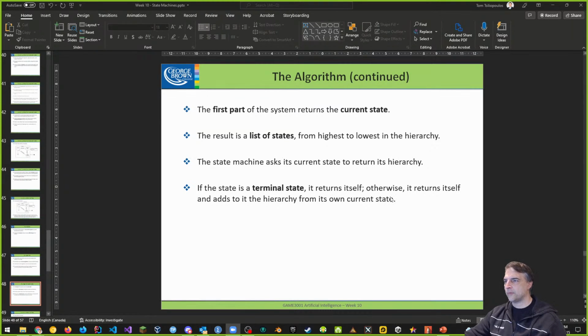So really what we want is, when we talk about the algorithm, the first part of the whole system returns the current state, and the result is a list of states from the highest to lowest in the hierarchy. So that's what we want, okay? And the state machine asks its current state to return its hierarchy, which is interesting. And if the state is in a terminal state, it returns itself. Otherwise, it returns itself and adds to the hierarchy from its own current state. And this is where the recursiveness of the algorithm can be quite complex.